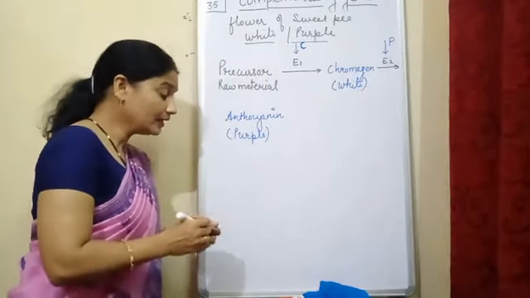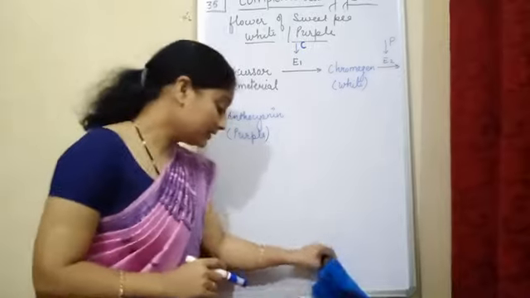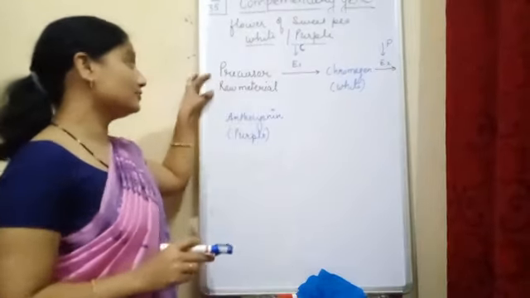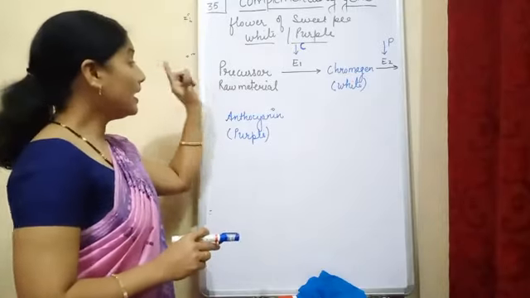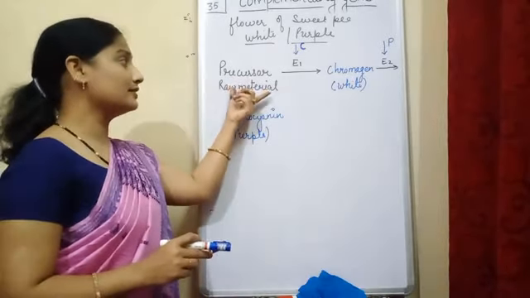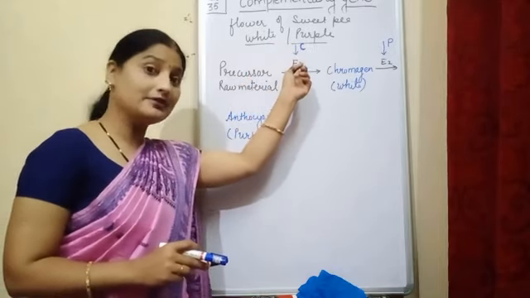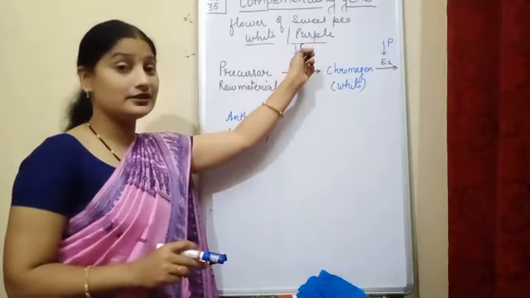Clear? Now see once again, what is the overall reaction? The reaction is, we have the precursor, and this precursor, with the help of enzyme 1, which is synthesized by the gene C.